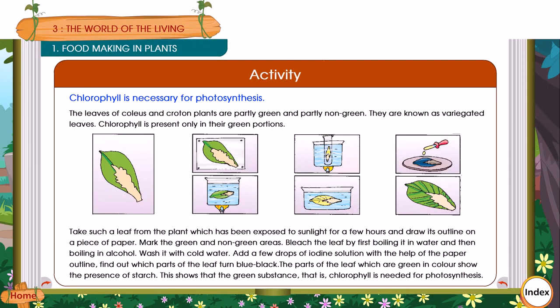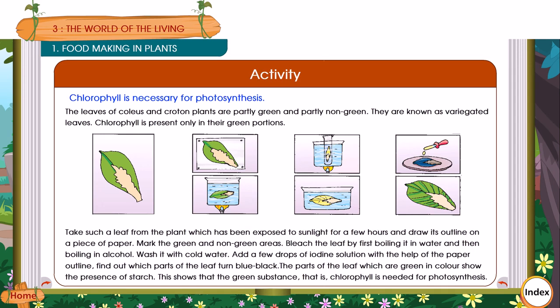Activity. Chlorophyll is necessary for photosynthesis. The leaves of coleus and croton plants are partially green and partially non-green. They are known as variegated leaves. Chlorophyll is present only in their green portions.